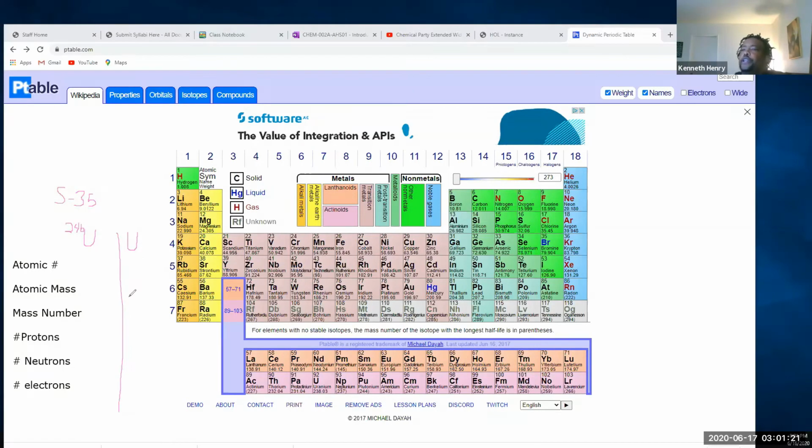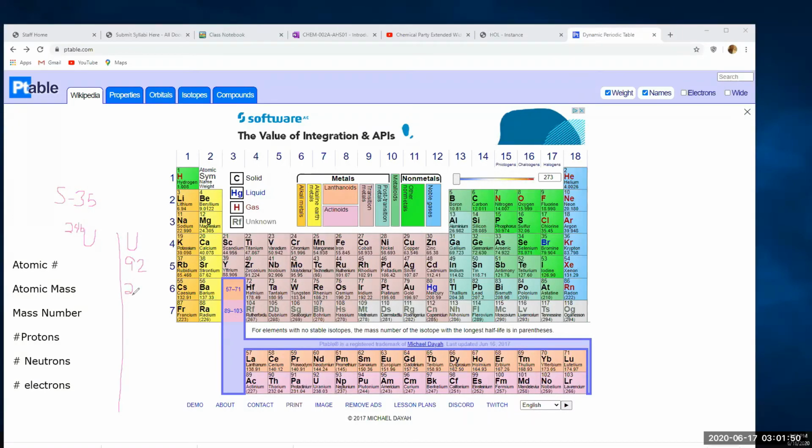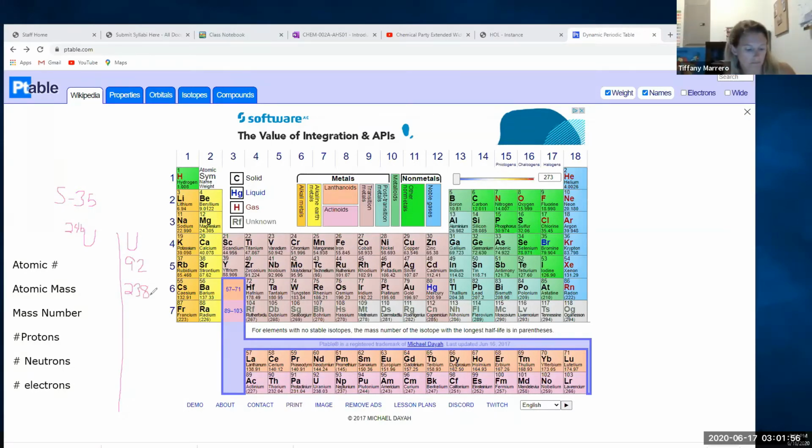Okay, so we're doing uranium. Are we gonna start with just the regular uranium? Let's start with the regular uranium, yes. So for atomic number, where's uranium? 92. Atomic mass is going to be 238. 238, yes. 238.03.